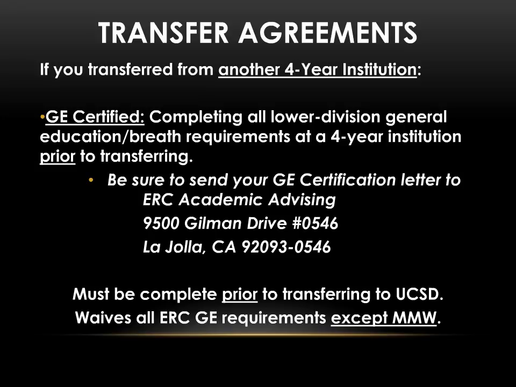An academic counselor from your previous institution must send a letter on official university or college letterhead to ERC Academic Advising. The letter must verify that all your lower division general education breadth requirements were complete prior to your transfer to UC San Diego. The letter should be sent to ERC Academic Advising. Note that some institutions do not provide such letters for students, in which case you will be an articulation student. As a GE certified student, you'll be required to take MMW 21 and 22 to complete ERC GE requirements.